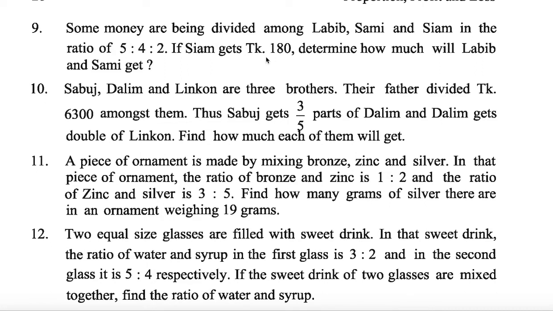This guy will get 360. What about Lalib? 5 into 90, 450. Okay, you can cross check the ratios. 180 by 90 is 2, 450 by 90 is 5. Okay, that is correct.